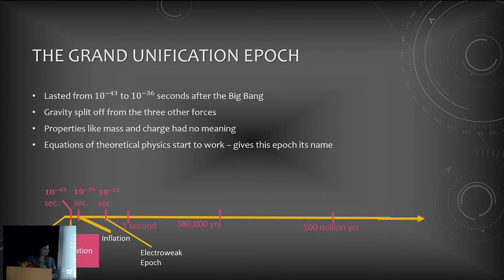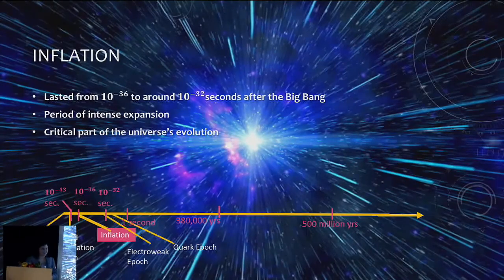Then things got really big. This period's called inflation, and it is arguably, I've got a timeline down here, the most important period of time that I'm going to talk about today, in terms of the universe's evolution and getting the universe to the way it is today. So, inflation was very short, lasting from 10 to the negative 36 to 10 to the negative 32 seconds after the Big Bang.